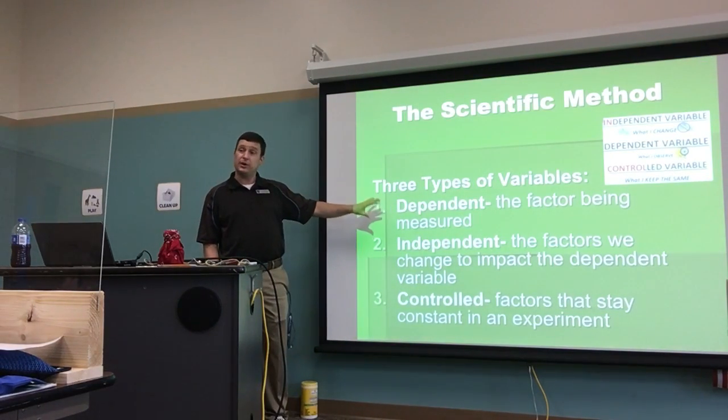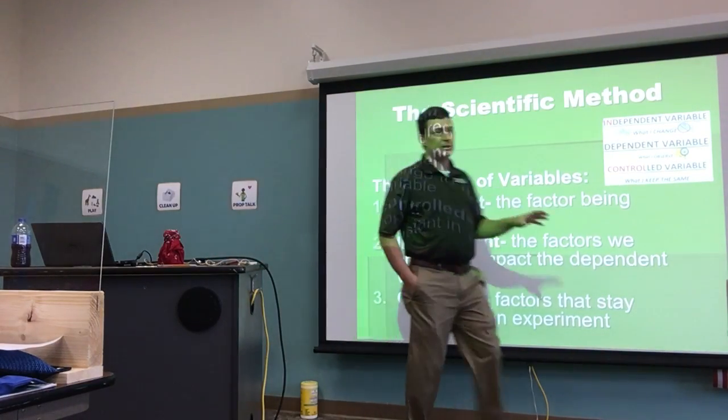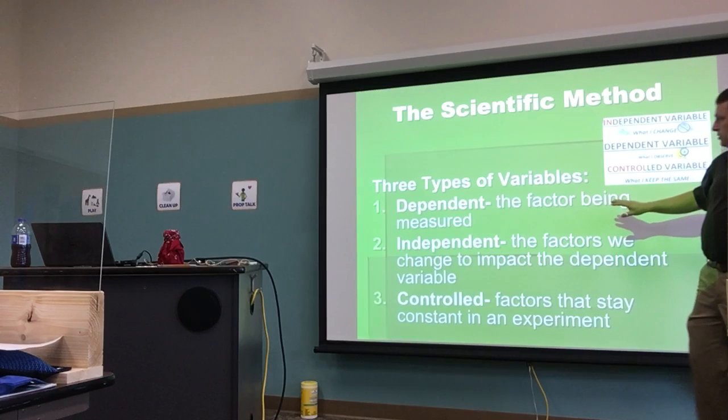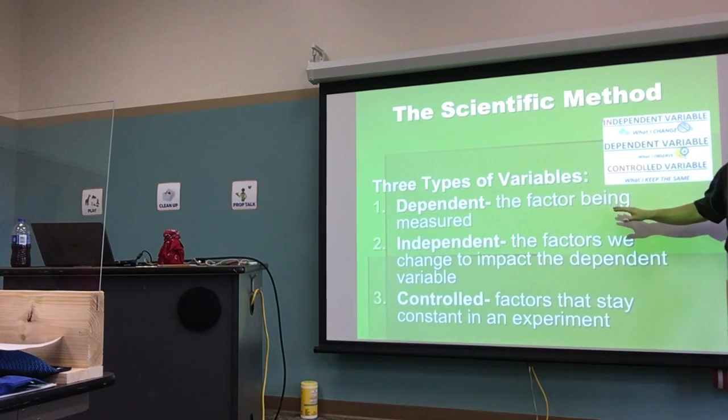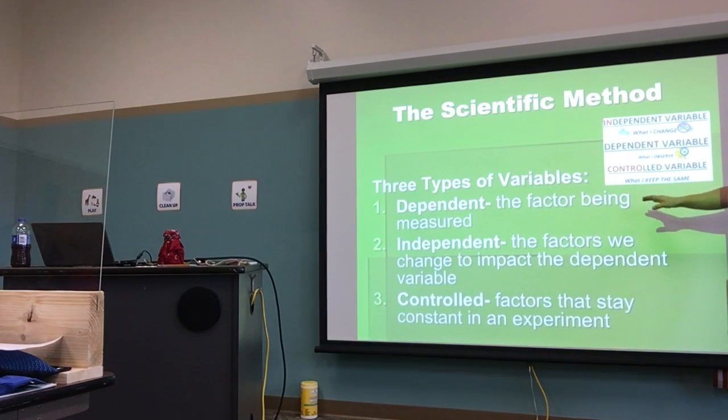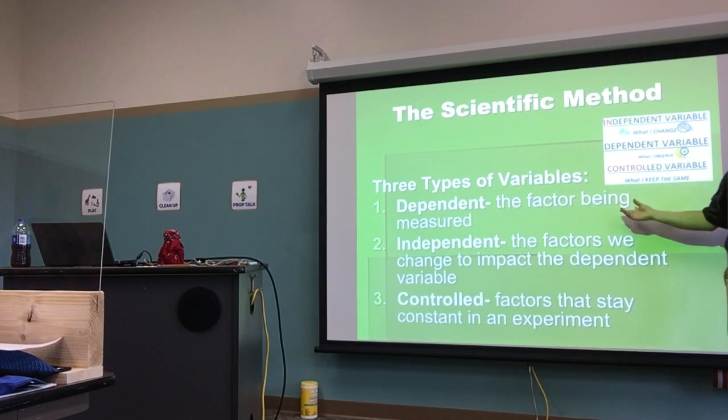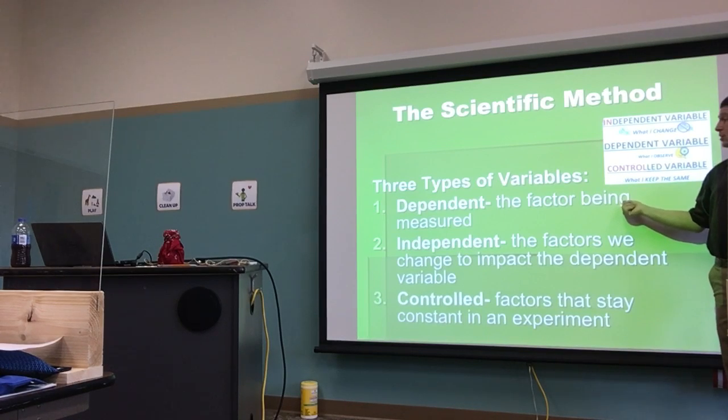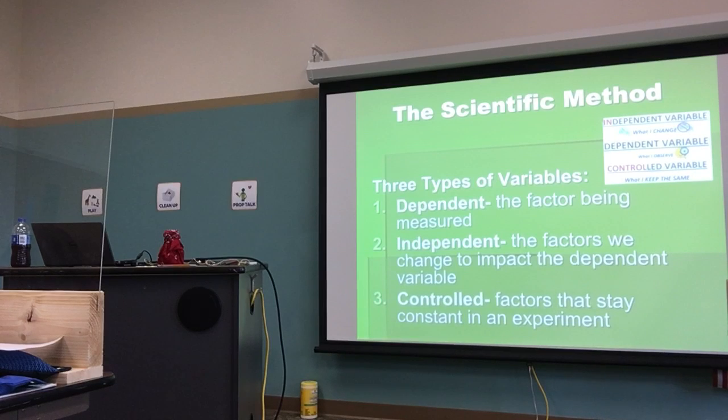We have dependent variables. Dependent variables are factors that get measured. So in your water drop lab, there was something that you measured, wasn't there? Who can tell us, what did you measure in your water drop lab? Right here. How many drops of water you got. Exactly. So the number of drops would be the dependent variable, wouldn't it? That's what you're measuring.